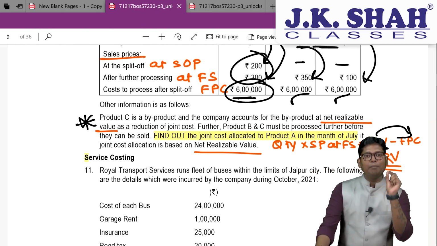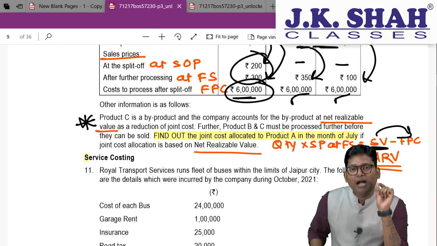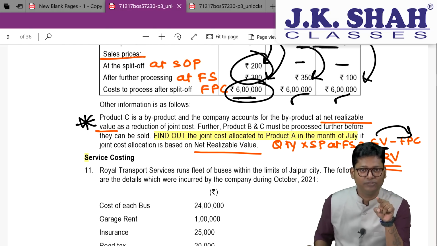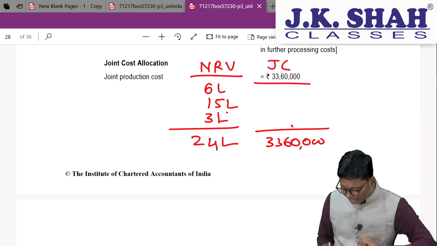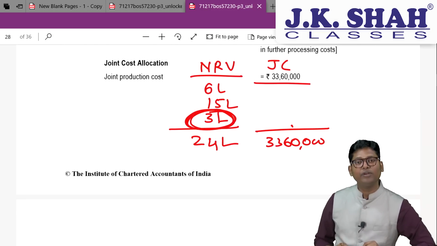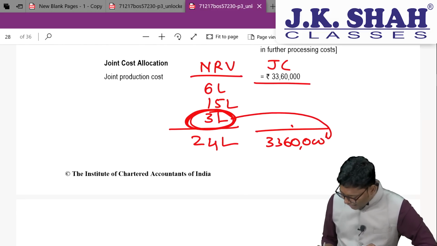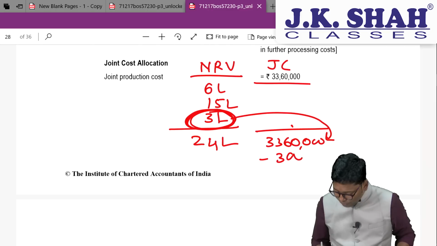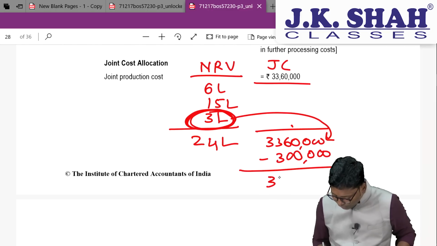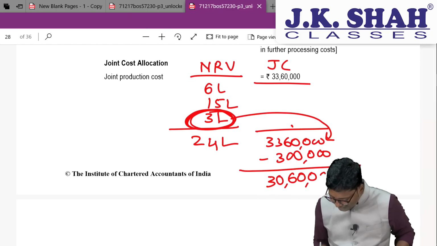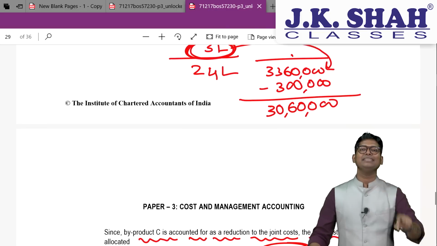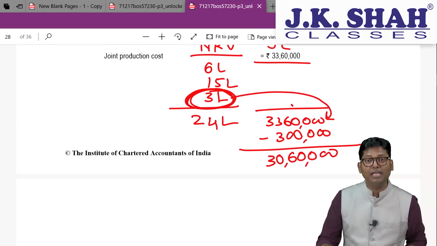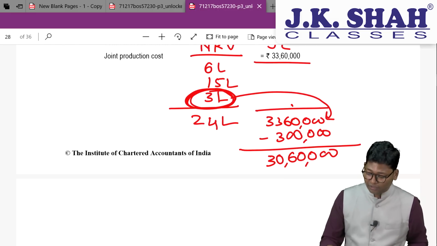Product C is a byproduct and the company accounts for the byproduct at net realizable value as a reduction of joint cost. Now by selling product C, how much revenue are you generating? 3 lakh. And this is accounted as a reduction in the joint cost. So because of 3 lakhs, your joint cost will reduce by 3 lakhs. So your revised joint cost in this case will become 30,60,000. And this 30,60,000 is to be bifurcated into two parts. Correct? Now this information matters a lot.